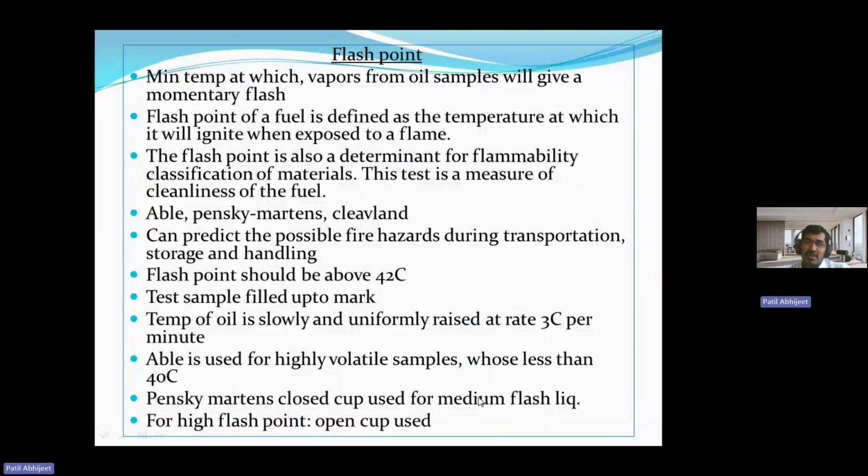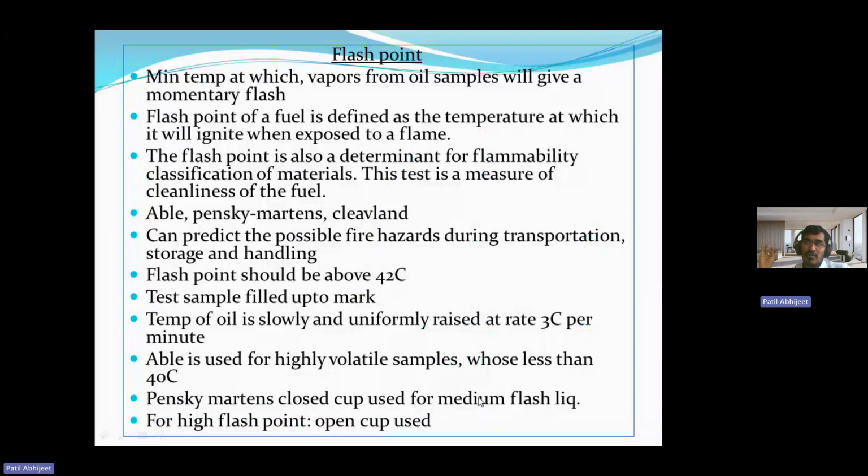There are a number of equipments available to measure the flash point. You can even measure flash point in our laboratory, the fluid flow operation lab. Different scientists have given measurement methods: one was Abel, another was Pensky-Martens apparatus, and a third was the Cleveland apparatus. Out of these, the Pensky-Martens apparatus is generally well known.